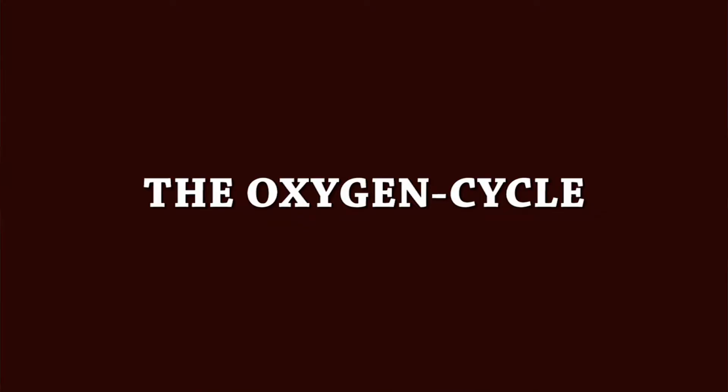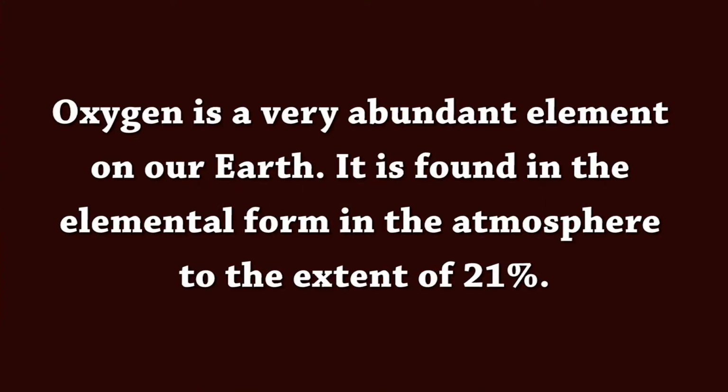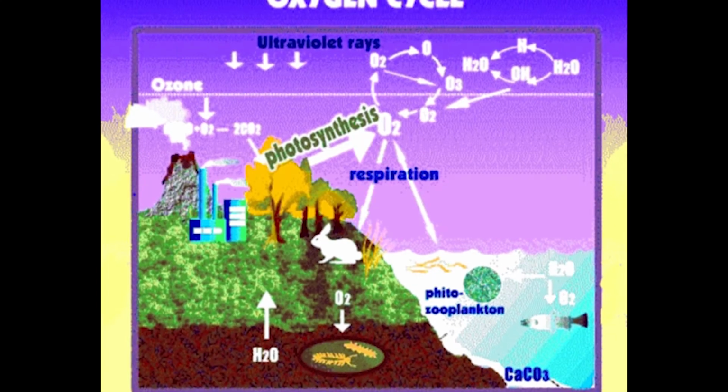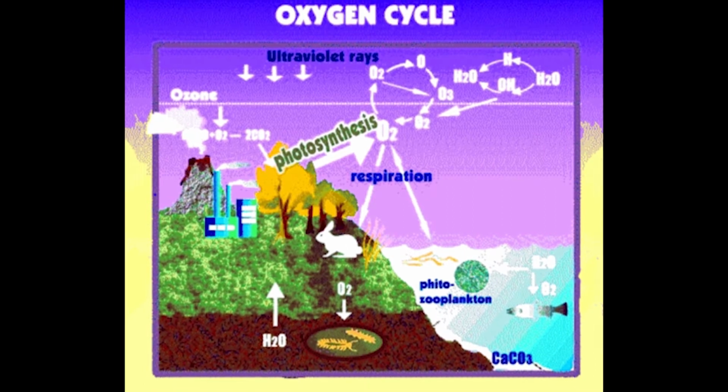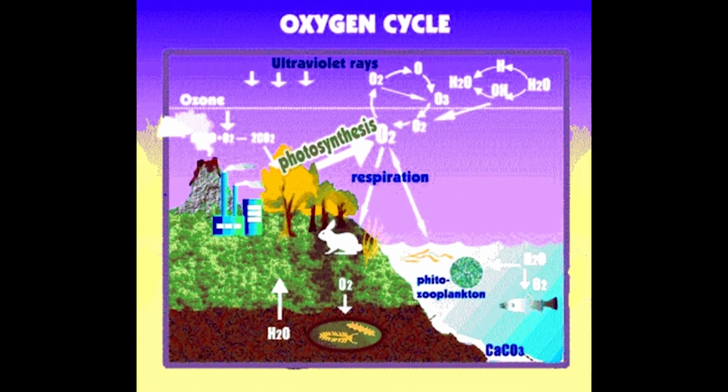We are going to see the oxygen cycle. Oxygen is a very abundant element on the earth. It is found in the elemental form in the atmosphere to the extent of 21%. It also occurs extensively in the combined form in the earth's crust, as well as in the air in the form of carbon dioxide.